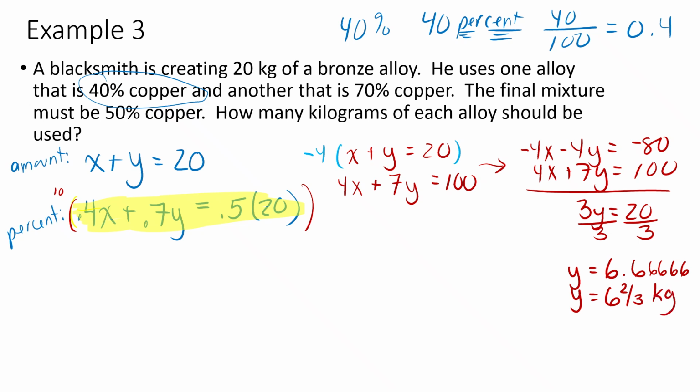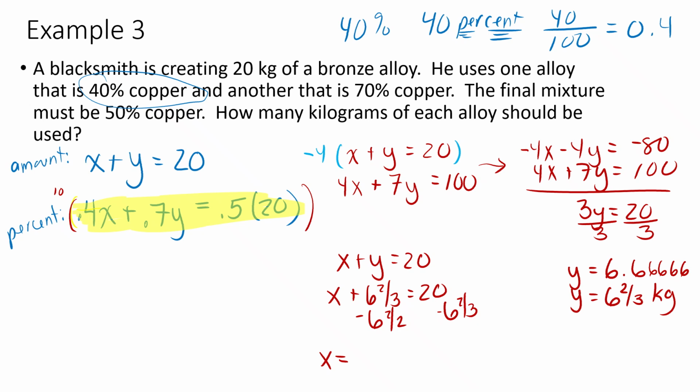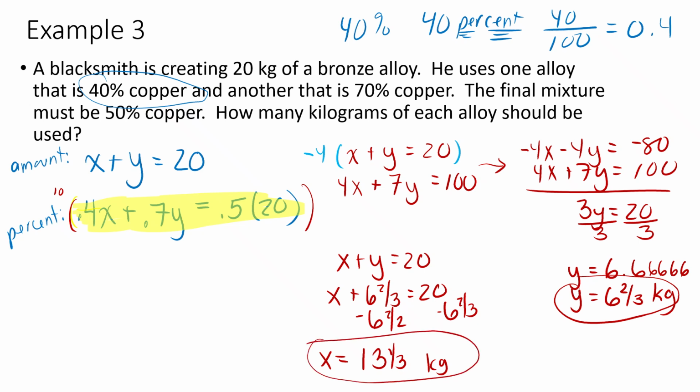Love that. Ooh, love it so much, except I don't. But the last part of this isn't too bad. So x plus y is equal to 20. I now know that y is 6 2/3, so we're going to subtract 6 2/3 from both sides. And that gives me 13 1/3. And so of the two different alloys, we would need 6 2/3 and 13 1/3.